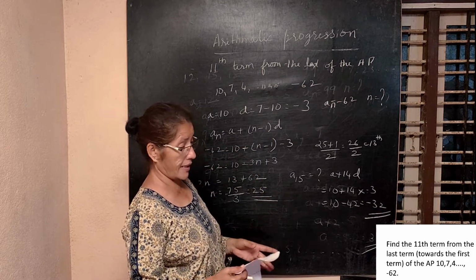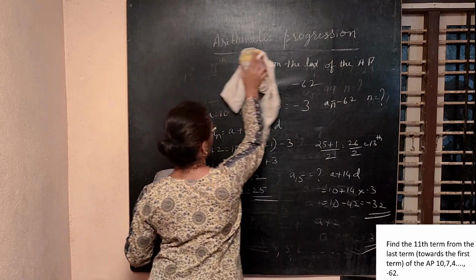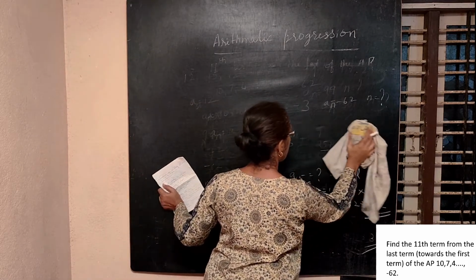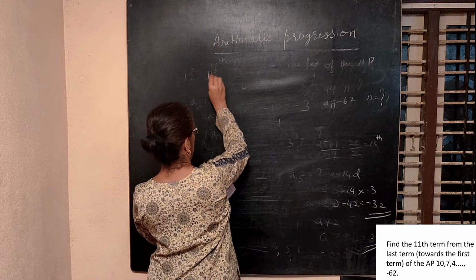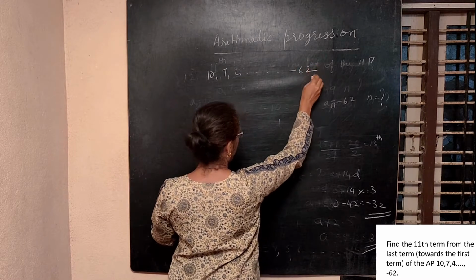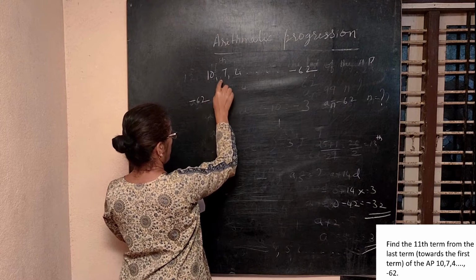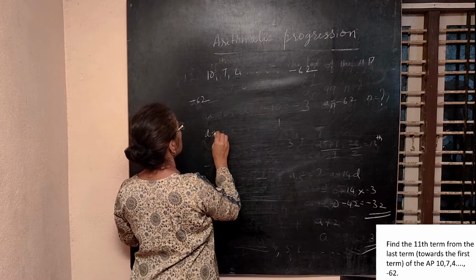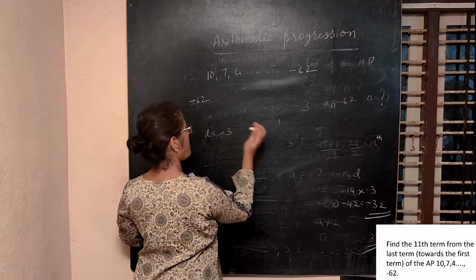Otherwise, another method is, suppose I write down the same thing in the reverse form. You have written 10, 7, 4 till the end, minus 62. Let me write down the minus 62 in the beginning. You know D is equal to minus 3, right? When I come like this, it should be plus 3.